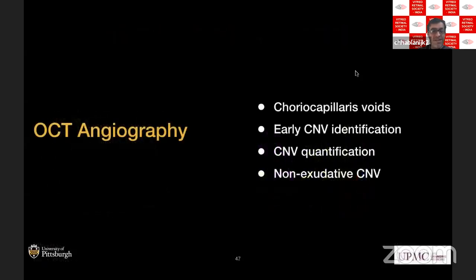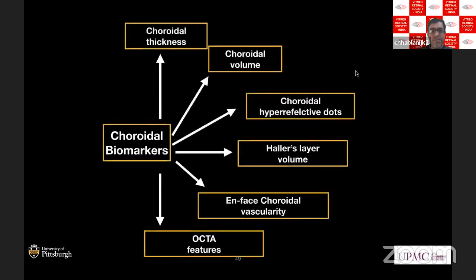I did not get into the details of OCT angio use in the choroid because the previous speakers have already spoken quite a bit. But I think the main utility is choriocapillary voids, early CNV identification, CNV quantification, and non-exudative and nascent CNV detection. So I will just conclude by saying that we have a lot of choroidal biomarkers which are coming up, and we are trying to get the quantification of these biomarkers so we can use it in our clinical practice. And I'm sure that we have a lot of work to do.